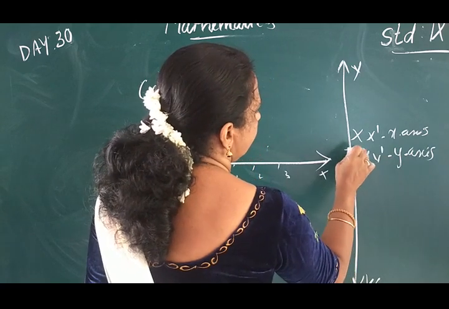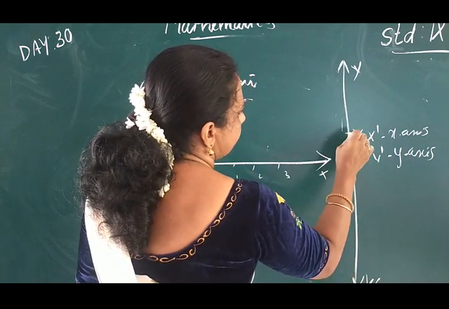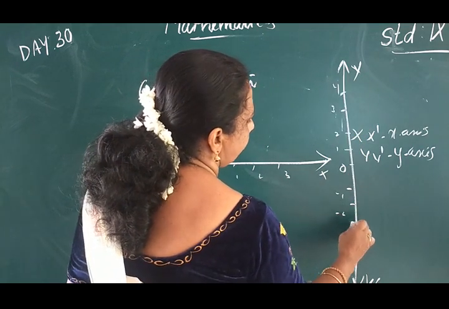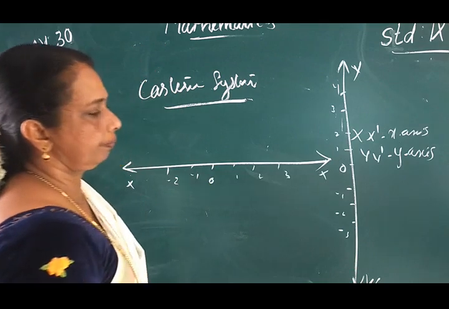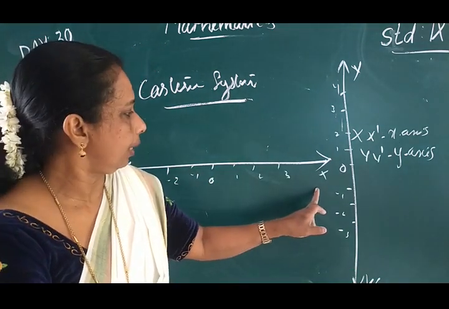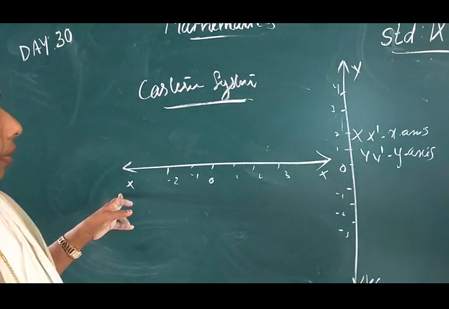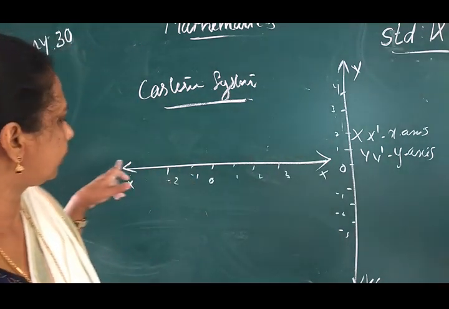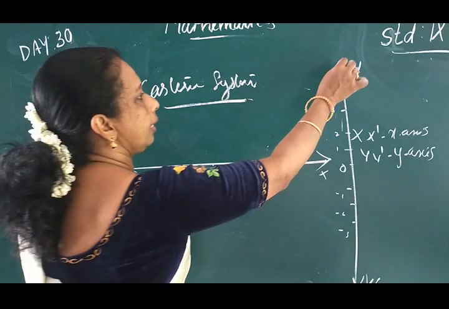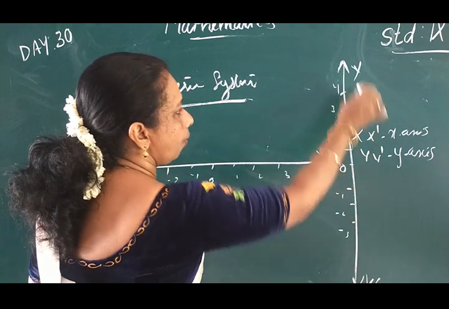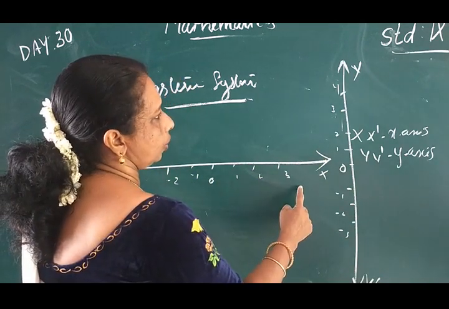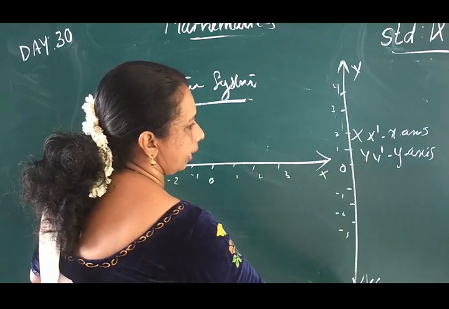The middle is the origin. Upward are plus numbers 1, 2, 3, 4, and here minus 1, minus 2, minus 3, etc. This is the origin O. This side is positive numbers, the left side negative numbers. This horizontal line is called the x-axis, that is X dash, and this vertical line is called the y-axis, Y dash. The x-axis is a horizontal line and the y-axis is a vertical line.